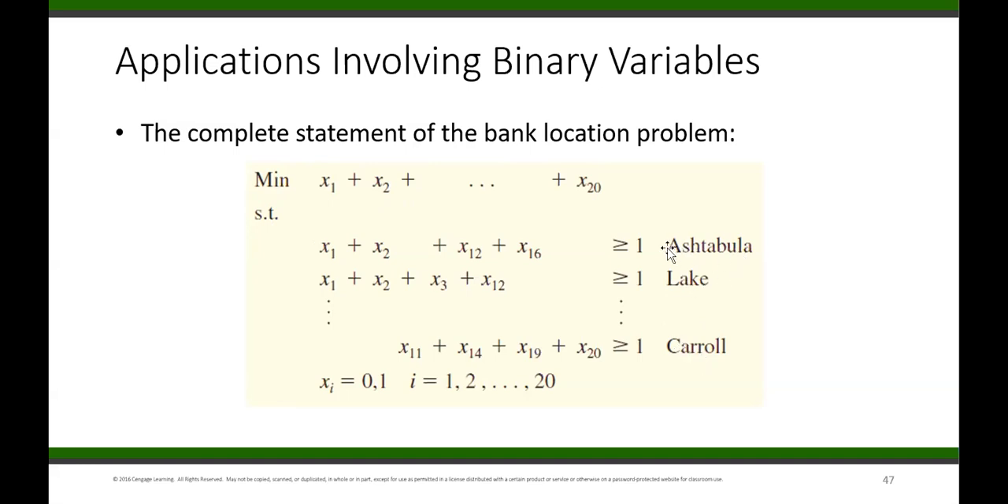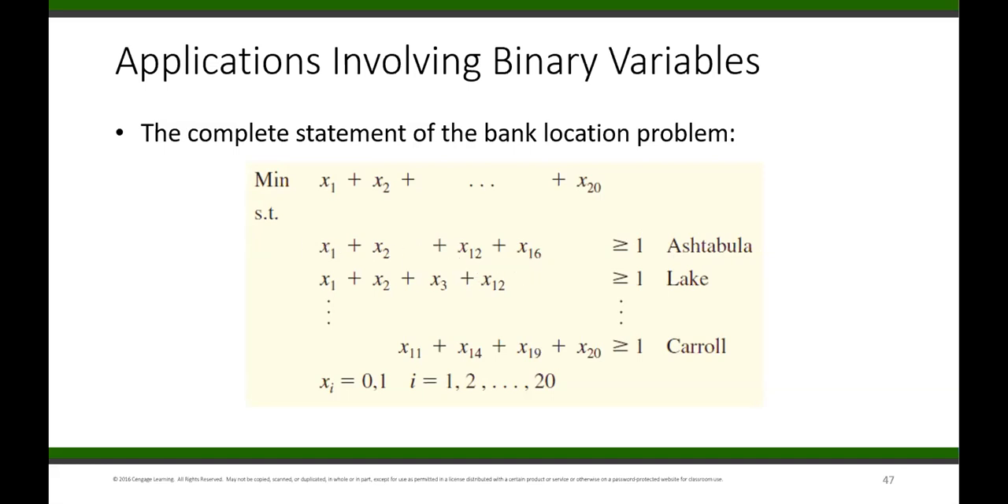So for county number 1, the number of PPBs that can cover county number 1 should be greater than or equal to 1. There has to be at least one PPB that covers county 1. But county 1 can be covered on its own if you have a PPB at county 1, or if you have one at any of its neighbors, 2, 12, 16.